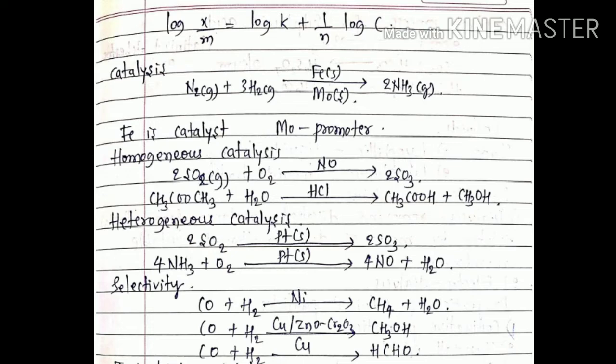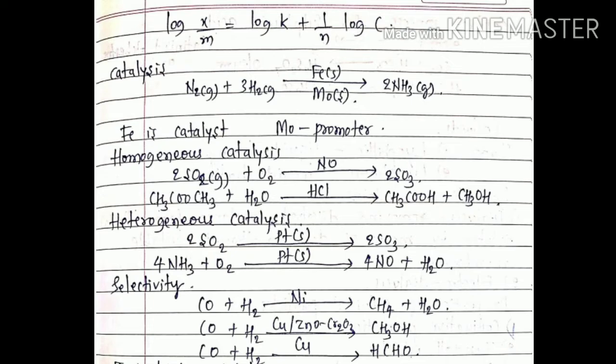So we'll consider the next concept, that is catalysis. N2 plus 3H2 to give 2NH3. So in this case the catalyst is iron and molybdenum. So iron, Fe, is the catalyst, and molybdenum is the promoter. So we'll consider two types of catalysis: one is homogeneous catalysis and the second one is heterogeneous catalysis.